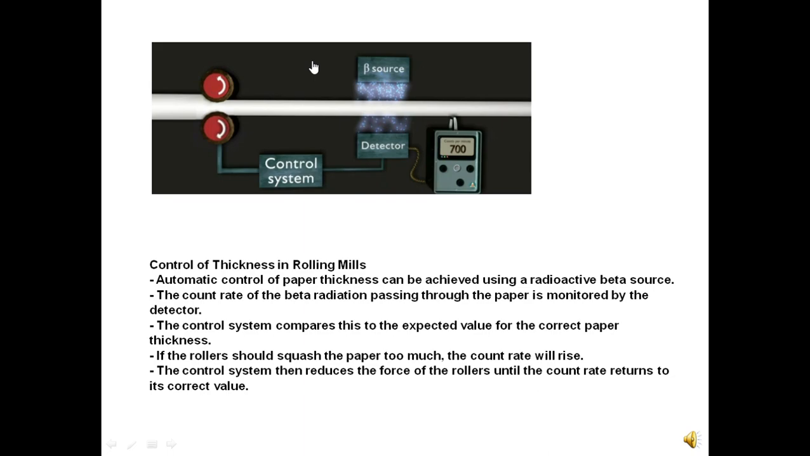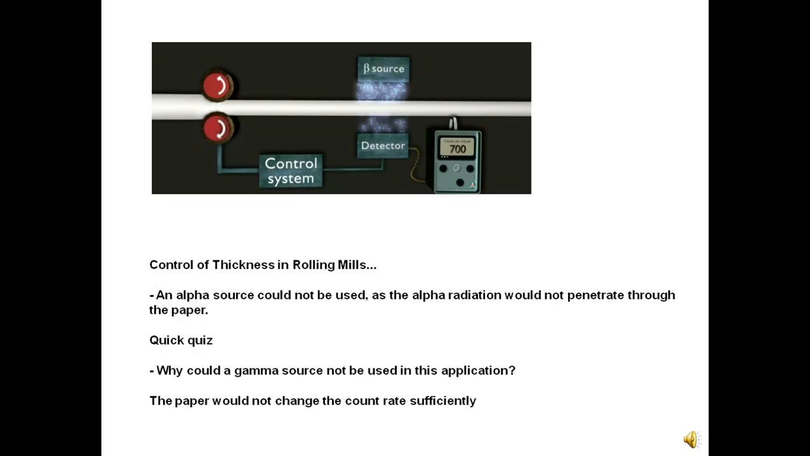Now you can't use alpha because of course the alpha would be absorbed by the paper. You can't use gamma because it would be unaffected by the paper or the aluminium. And so beta is the thing to use there. So while I said virtually every use is gamma, here's an example of a use of beta. And a smoke detector would be an example of the use of alpha.